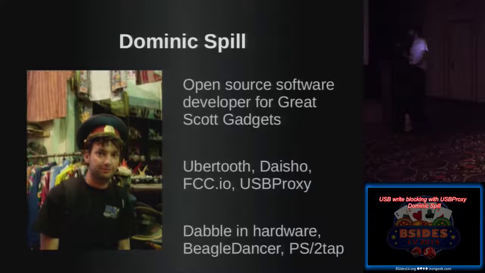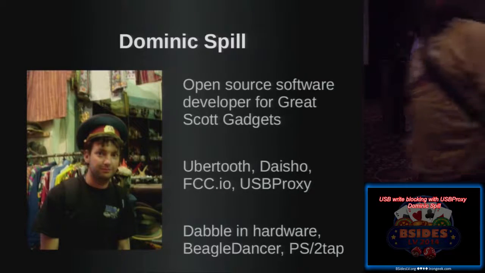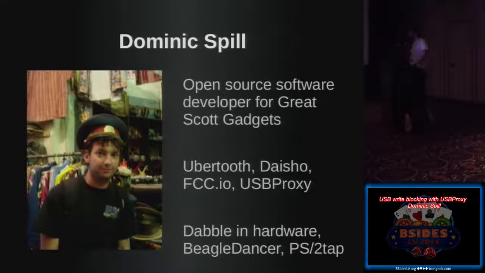FCC.io is a redirector to do FCC filing lookups because it's super annoying trying to find the search function on their page, and that's totally worth looking at. And I've had a little play with some hardware. There's Beagle Dancer, which I'll show you in a minute, and there's PS2 Tap, which has never really worked and is sort of pointless anyway. But you've got to start somewhere, right?